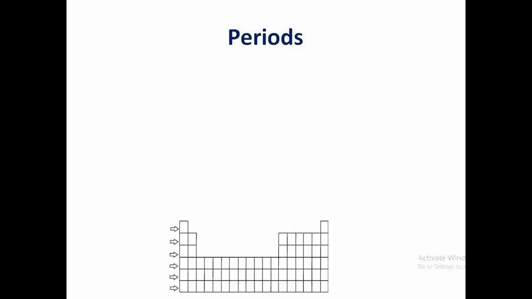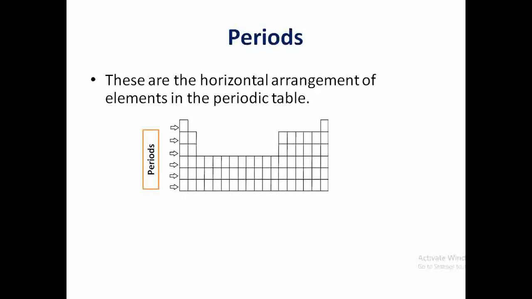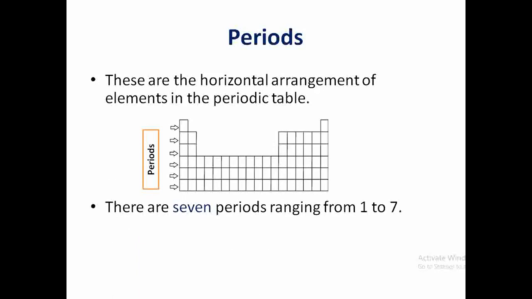Periods. These are the horizontal arrangements of elements in the periodic table. There are 7 periods ranging from 1 to 7. If you look at your copy, you will see 7 rows as seen on the screen. Are there 7 rows? Check. If yes, it means you have 7 periods and your table is correct.